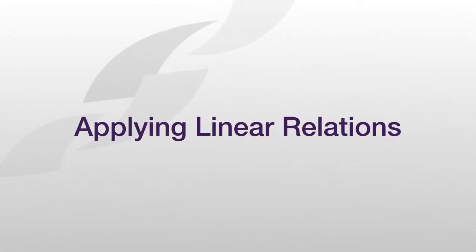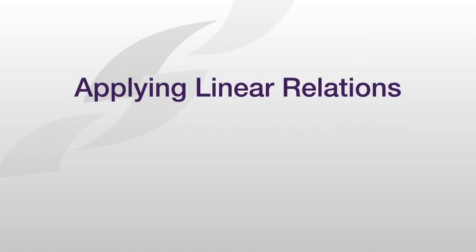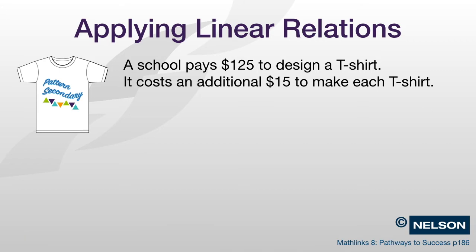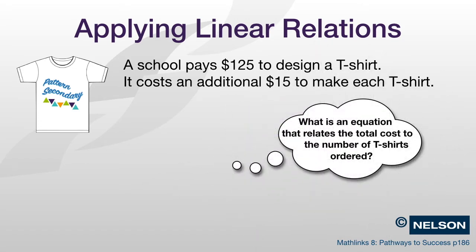Now let's apply all that we have learned to some sample questions from the textbook. First, let us return to the context presented at the start of this video. A school pays $125 to design a t-shirt. It costs an additional $15 to make each t-shirt. There are many different questions we could answer about this context, but a good starting point is to model the situation using a linear relation. To model a situation means to write an equation that fits the context. Think about the situation and what you've learned, and try to think of an equation that fits it.